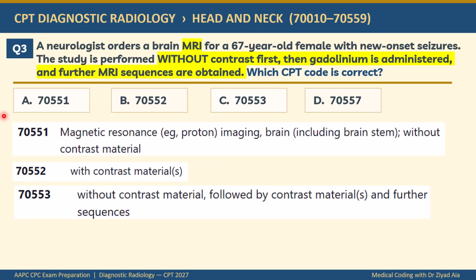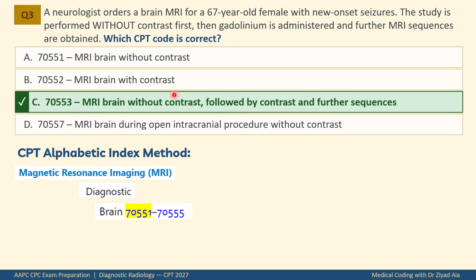Once you go to the codes, 70551 is magnetic resonance imaging brain without contrast material. That includes the first part. When you go to the next code, 70552, with contrast material. That is for the second part. We have to check if both procedures are combined. Once you go to the code 70553, it says without contrast material followed by contrast material and further sequences. So this is the correct combination code. So the correct answer will be answer C, that is MRI brain without contrast followed by contrast and further sequences.